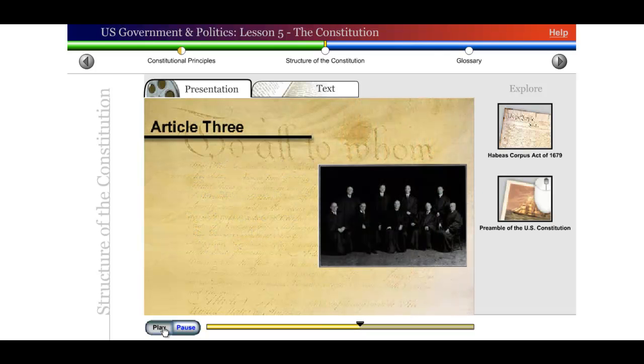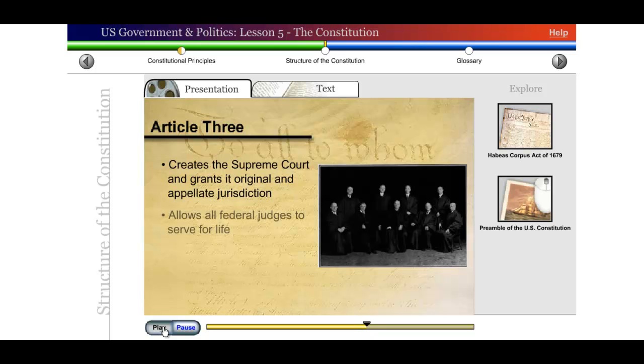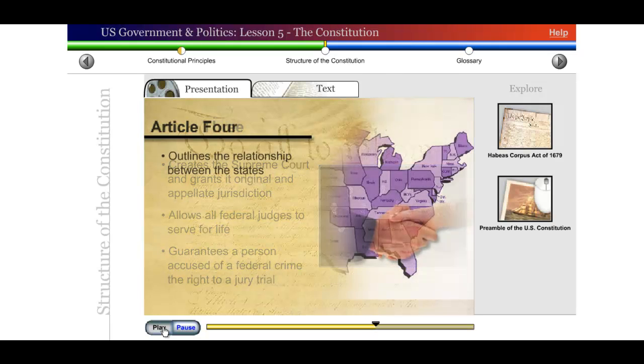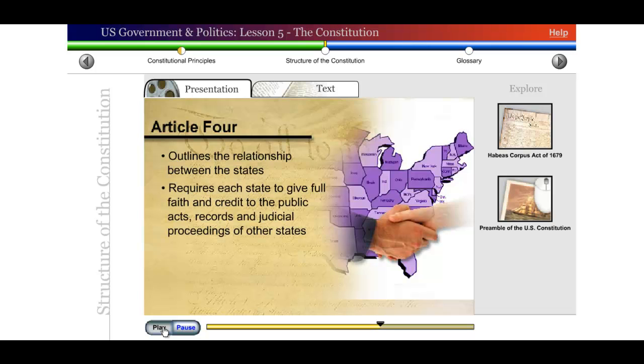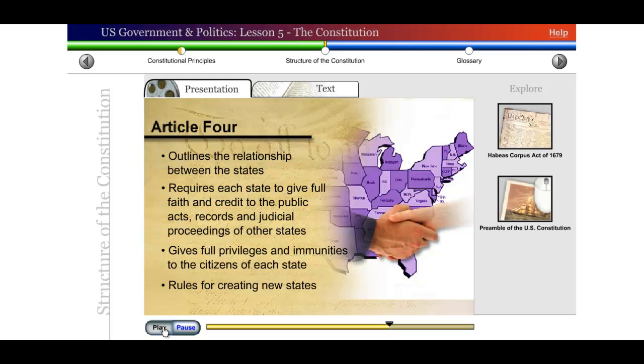The federal judiciary is outlined in Article 3. It creates the Supreme Court and grants it original and appellate jurisdiction. It also allows all federal judges to serve for life and guarantees a person accused of a federal crime the right to a jury trial. Article 4 outlines the relationship between the states. It requires each state to give full faith and credit to the public acts, records, and judicial proceedings of other states, and gives full privileges and immunities to the citizens of each state. The rules for creating new states are also outlined here.